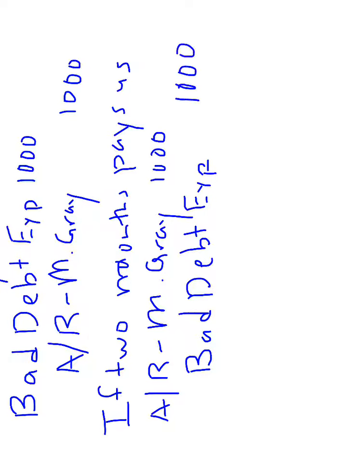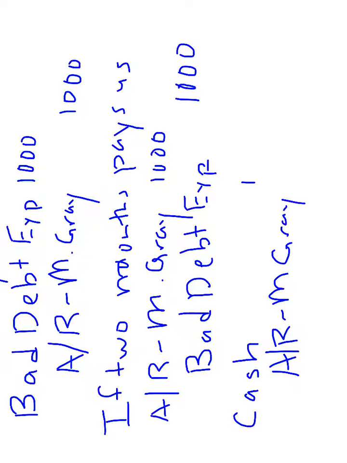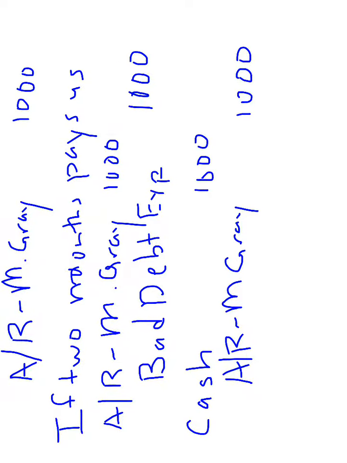And then the second entry we would make is the journal entry to collect that cash, and we would credit her account. And so those would be the entries that we would make when we are looking at the direct write-off method with accounting.